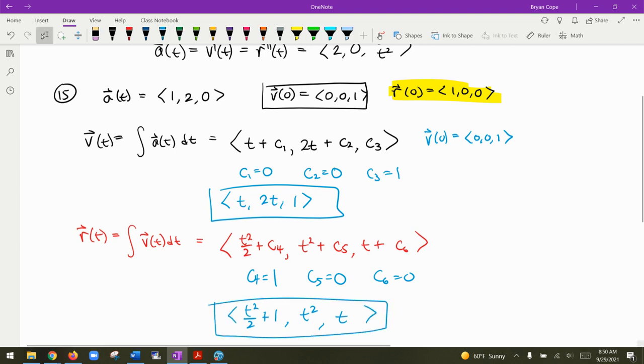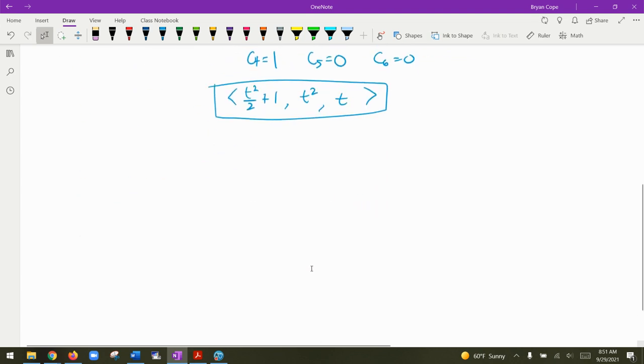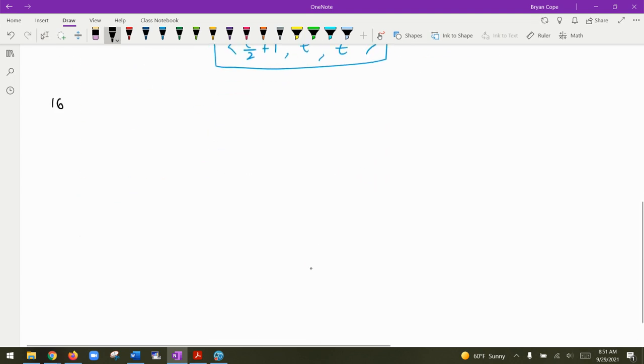And I'll take a moment to check that with the solution manual. Yes, you can laugh at me for doing that if you want. t squared over 2 plus 1, t squared, and t. Yep, got it right. Okay, now we'll do 16. Very similar problem in number 16. Okay, so this one has an acceleration vector of 2, 6t, and 12t squared.